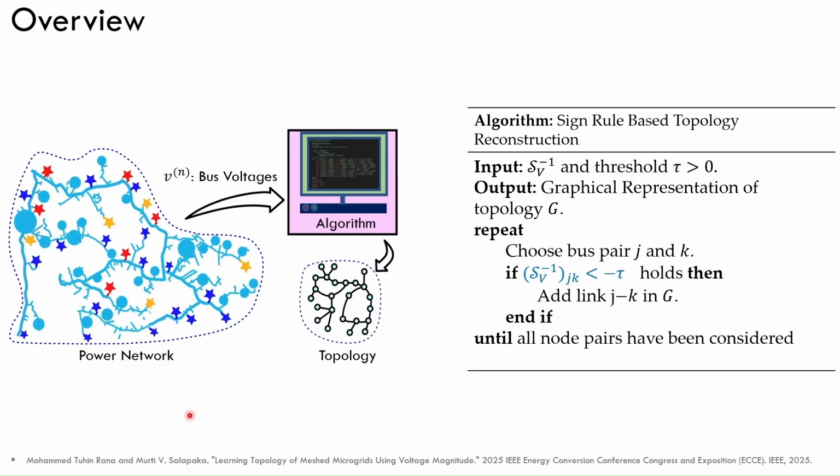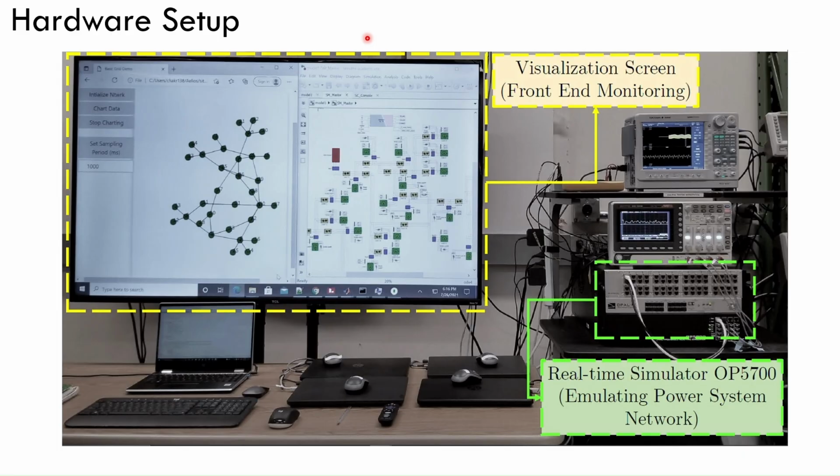Next, a demonstration of the voltage magnitude based topology reconstruction is shown using OpenRT based real-time simulations of a modified IEEE 33 bus network. The hardware setup used for this demo is shown on the slide here. The setup consists of an OP5700 real-time simulator, which is capable of emulating power systems in real time, a visualization screen for graphical user interface capabilities, and a server station, which is used to deploy a custom-built software stack. More details on the custom-built software stack are provided in the later part of the demo.